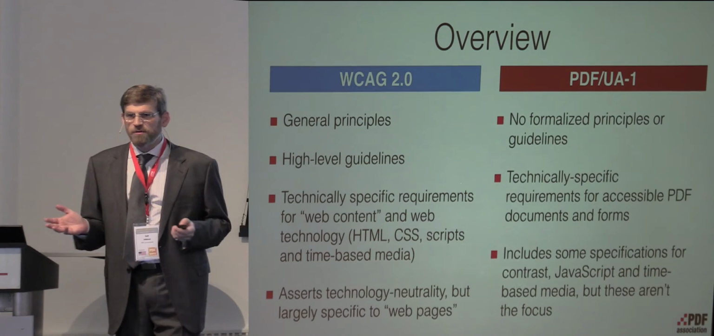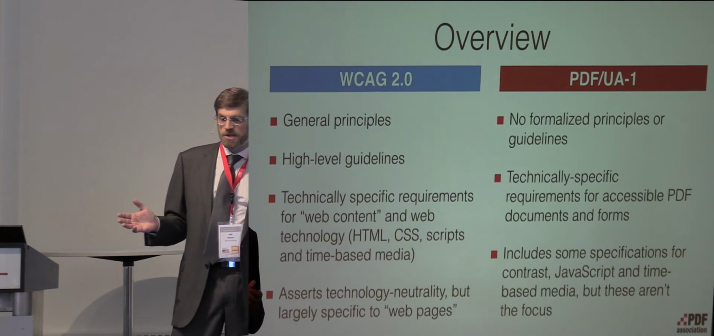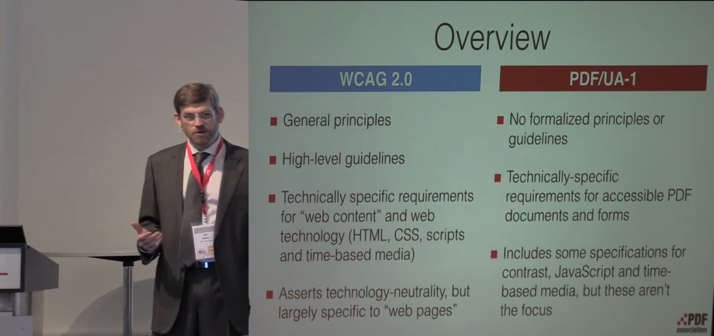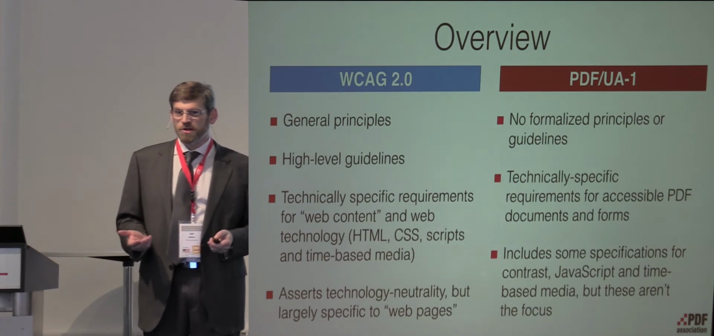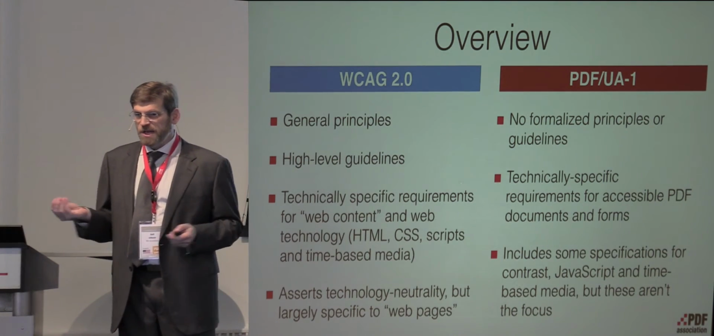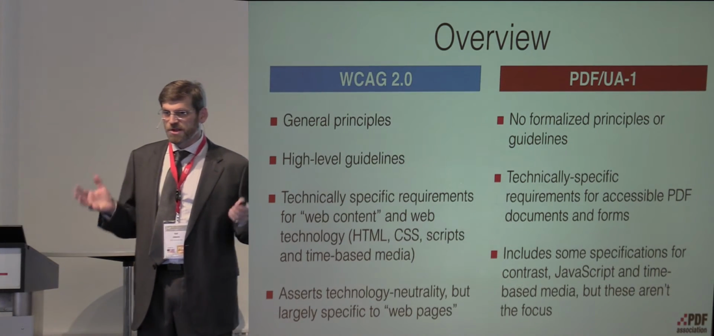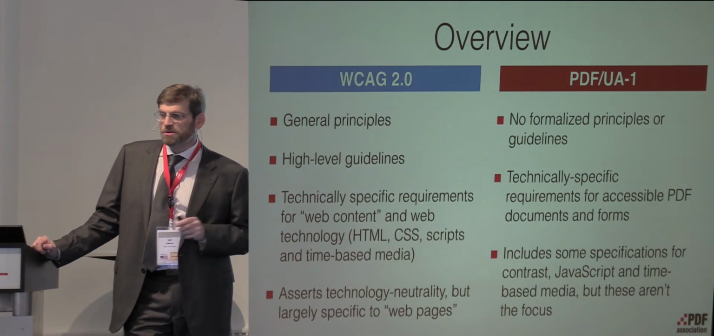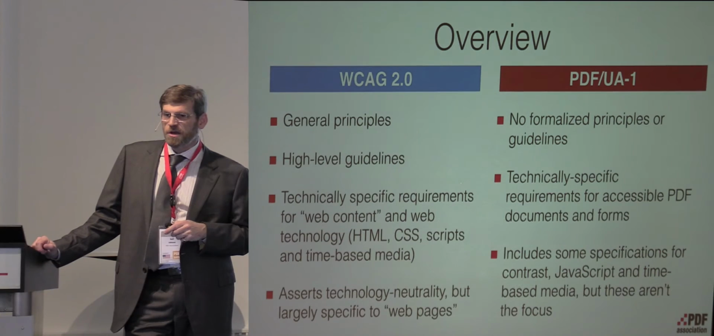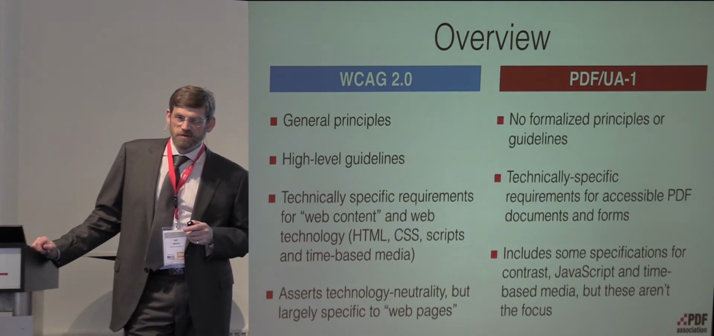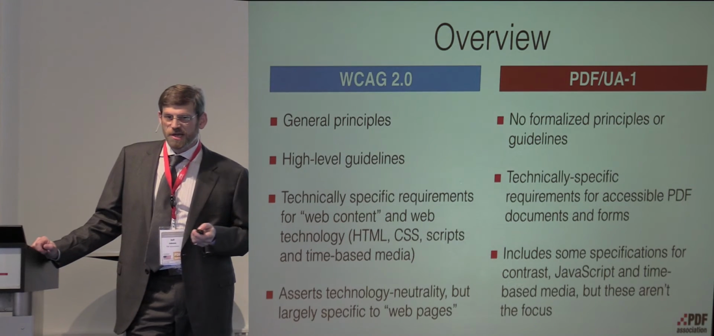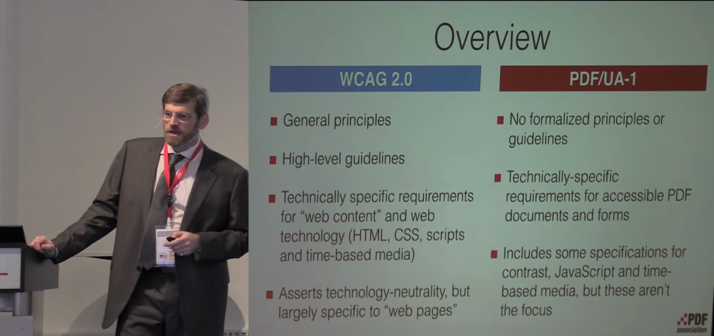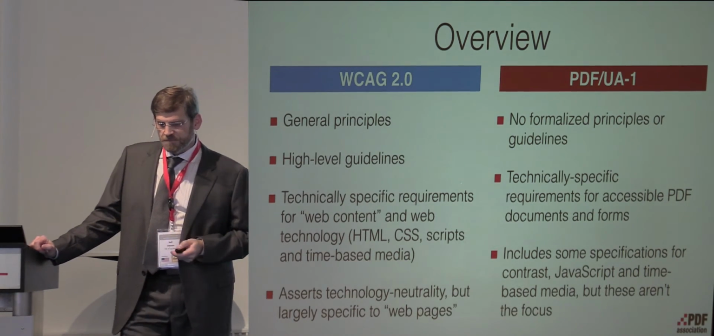So PDF/UA is really very, very different than WCAG 2.0. There are no formalized principles or guidelines. We start really right in with the specifications about things that are required and things that are prohibited in a PDF document if we're to consider it accessible. Because it has no high-level general principles or guidelines, it dives straight into technically specific requirements, and it's all about and exclusively about PDF documents and forms. There are some exceptions. There are a few provisions related to JavaScript, one or two provisions related to things such as time-based media, but 99% of the focus of PDF/UA is fundamentally all about getting PDF technology right.